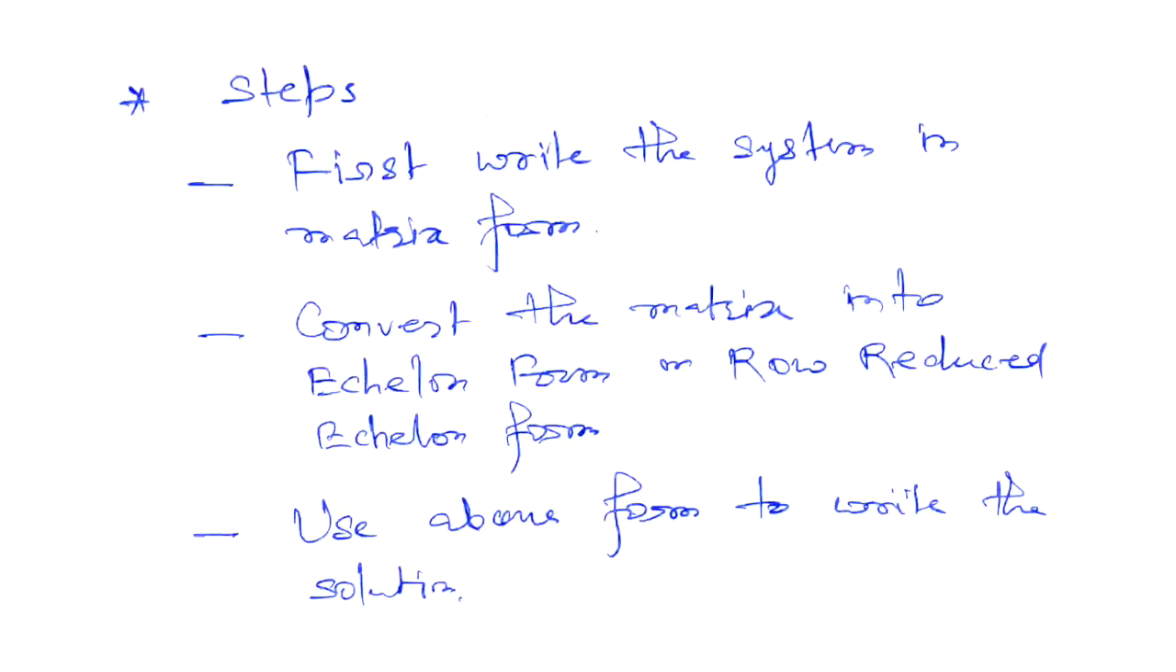In the last video, we learned that Gaussian elimination has three important steps, and the second step and the most important step is to convert the matrix into echelon form and row reduced echelon form. In this video, we learn about what an echelon form is and how to identify whether a matrix is in echelon form or not.